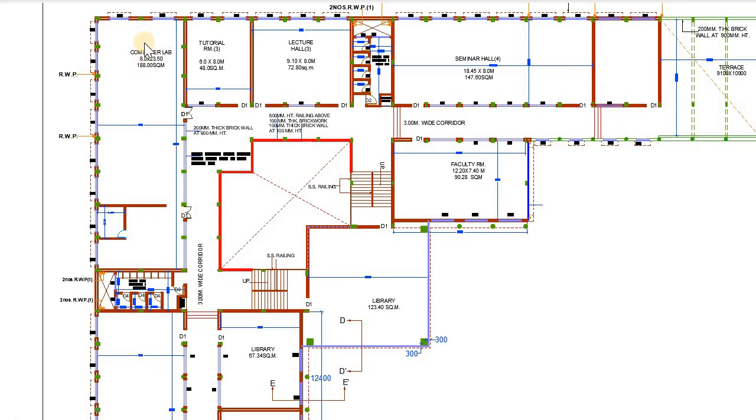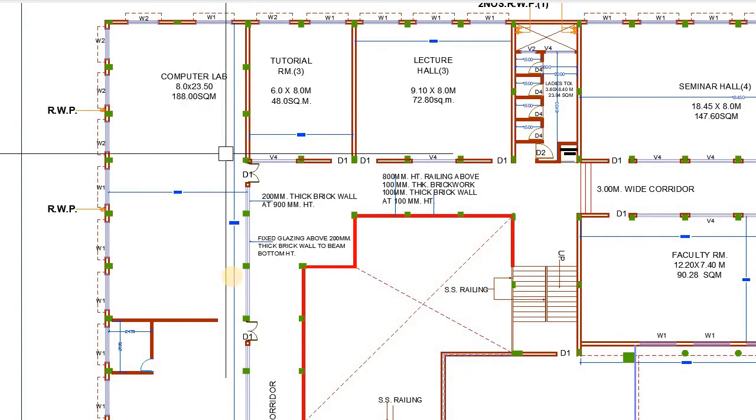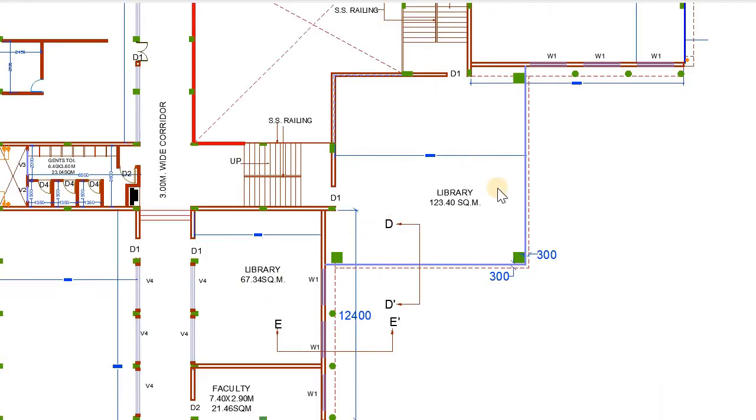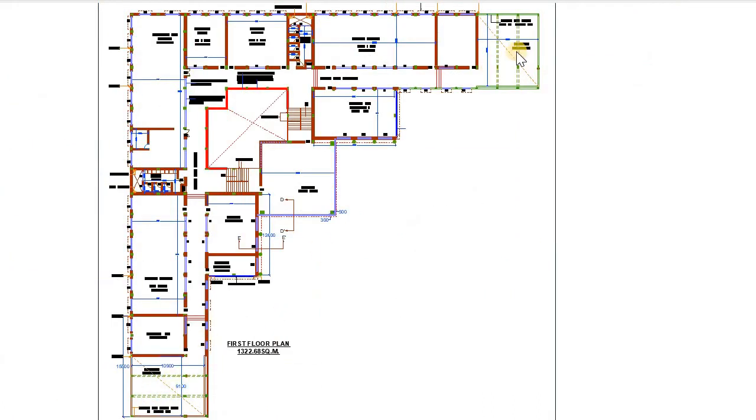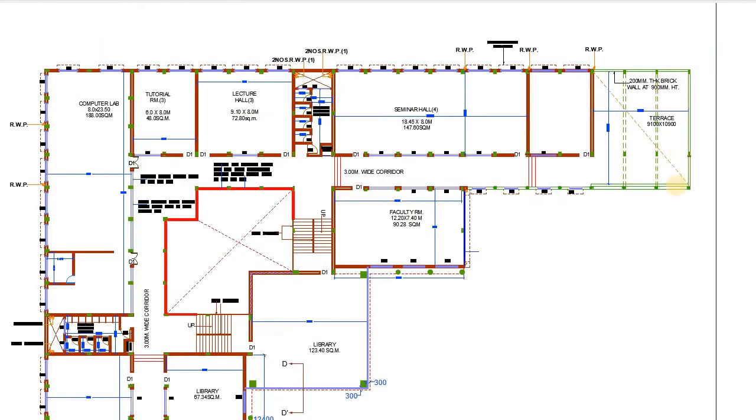Also the floor has been designed with the computer lab which has the area of around 188 square meters and also a library which is divided into sections. So one section of the library which has the glass glazing has the area of 123.4 square meters, whereas the other section of the library has the area of around 67.34 square meters. The terraces are also designed on both parts of the L shape. So one is designed at this section, which is the vertical part of the L shape, and the other one is designed on the horizontal part of the L shape.